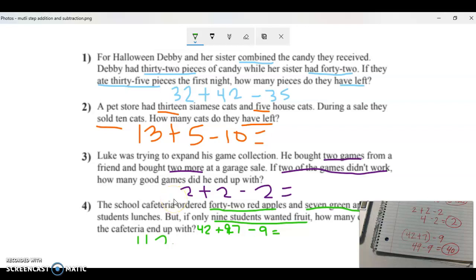Hopefully you were close with your work, and hopefully you are getting better at following along with the story problem. Go ahead and move on to the next step where you solve them on your own, and Mr. Westhoff looks forward to checking your work.